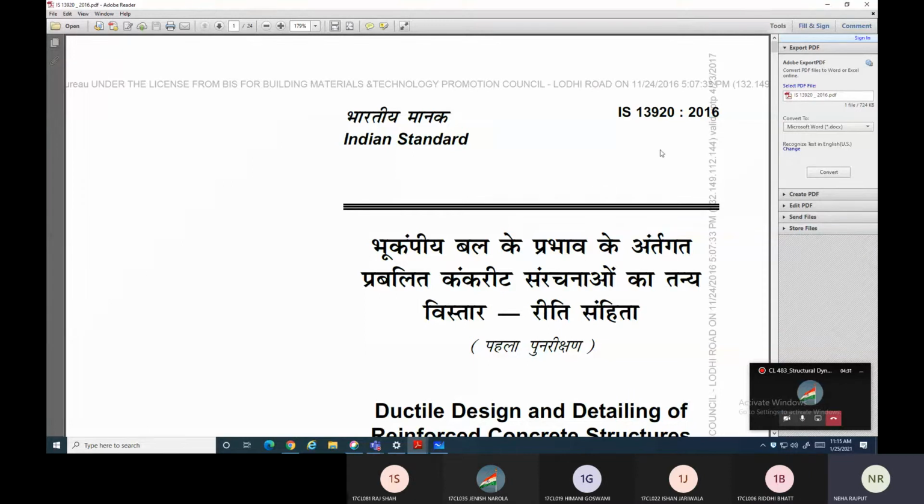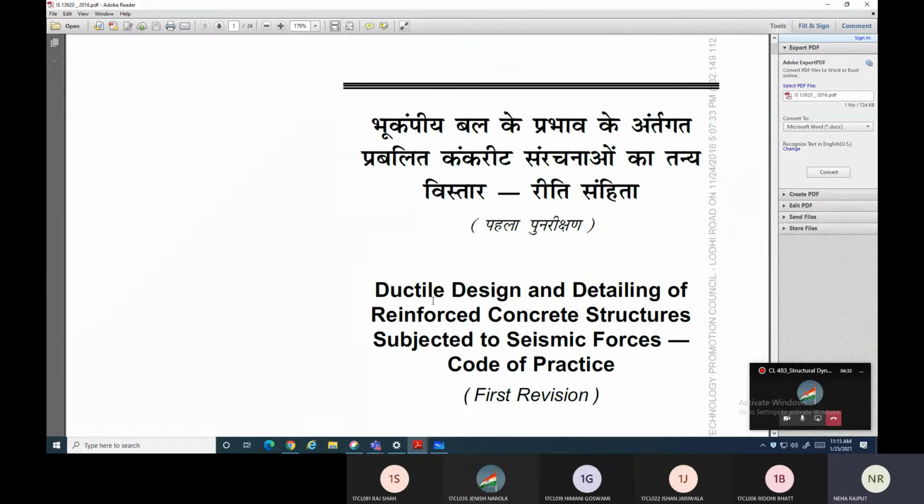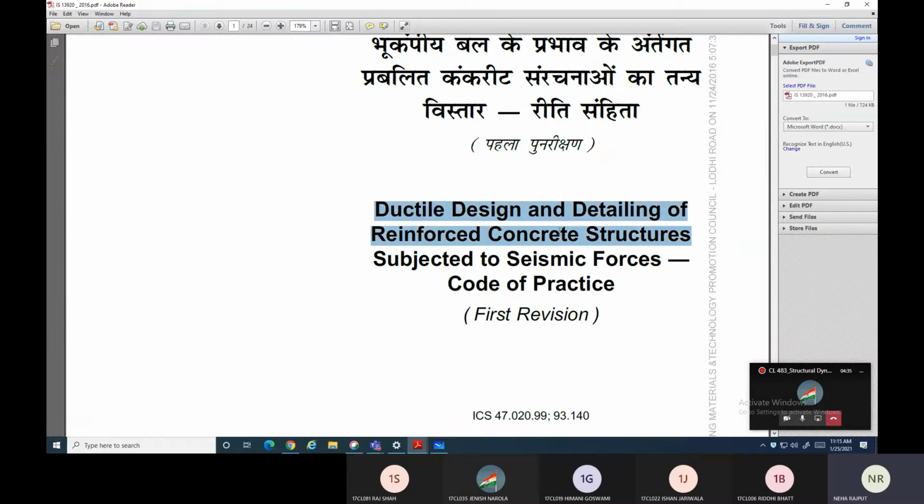This is IS 13920-2016, that is ductile design and detailing of reinforced concrete structure subjected to the seismic forces.